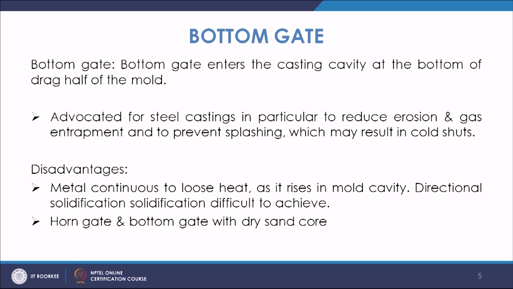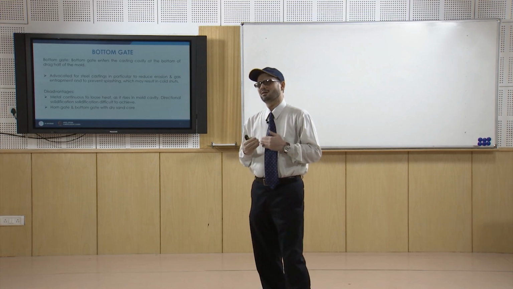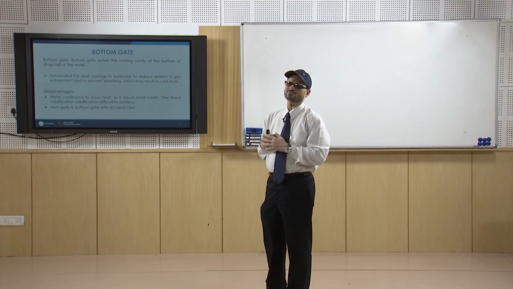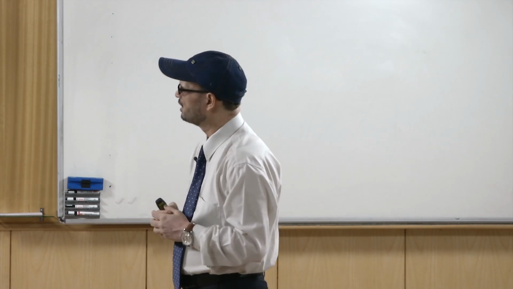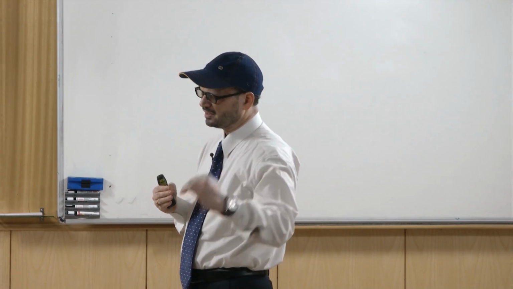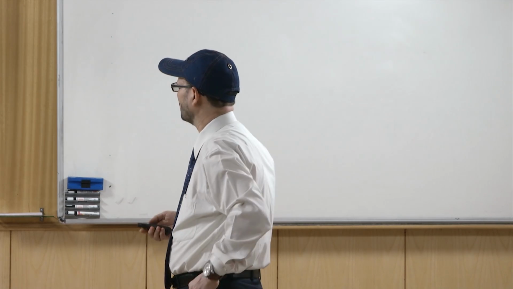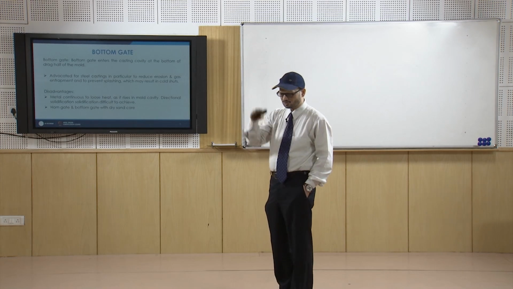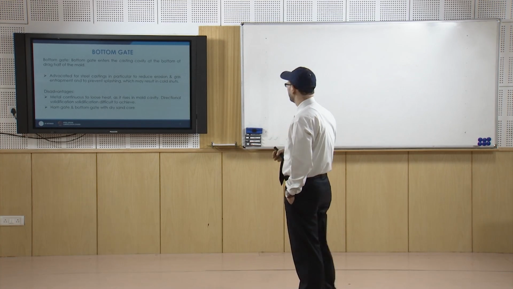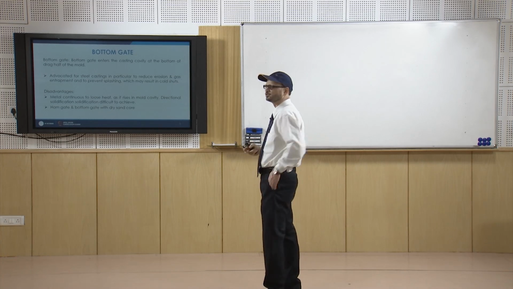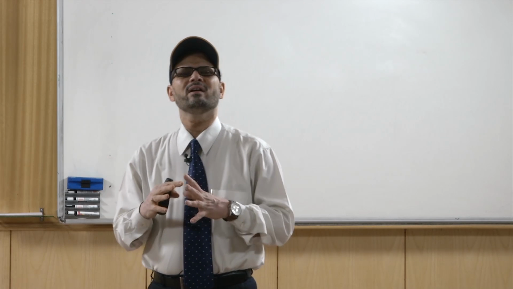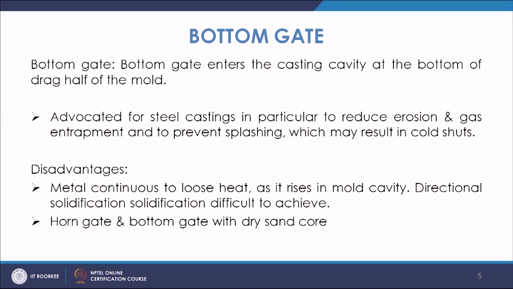It is basically advocated for steel castings in particular, because once you have a heavy metal with large density, there are chances of erosion when it falls from a certain height and goes into the cavity. In that case, it is tried that it goes through the bottom of the mold, and that also prevents splashing, because once it falls from a certain height it may splash, and that may result in cold shuts also. Once it splashes and the streams are going like this, then there may be formation of cold shuts.